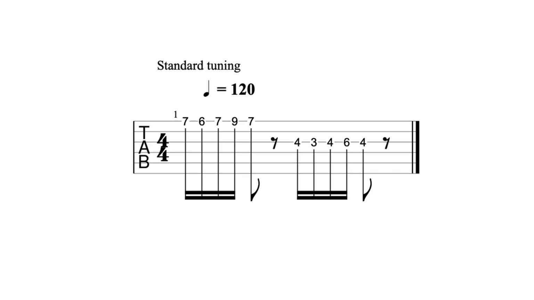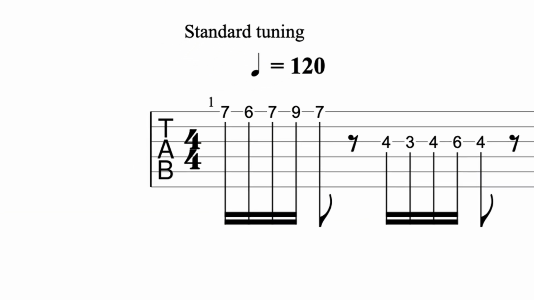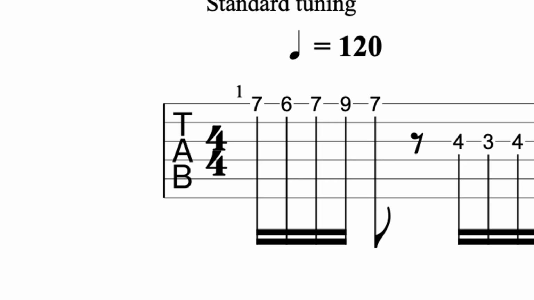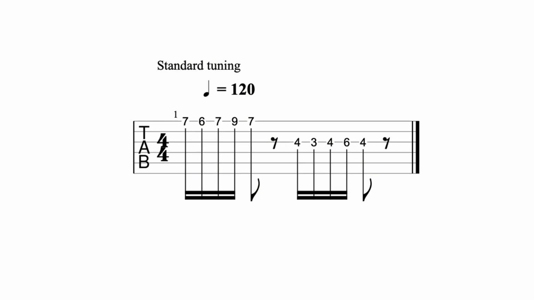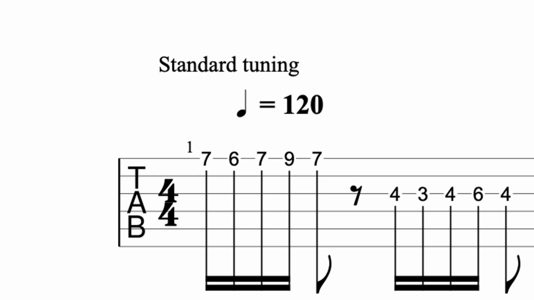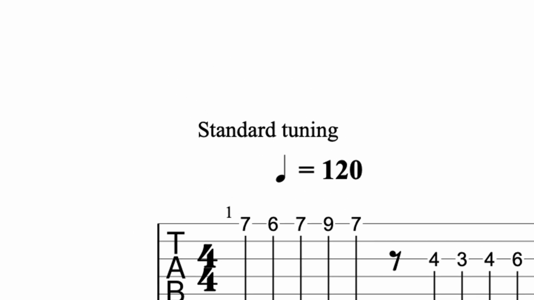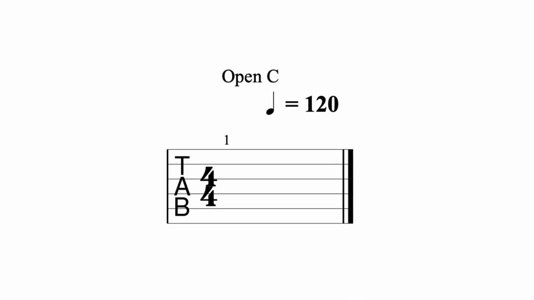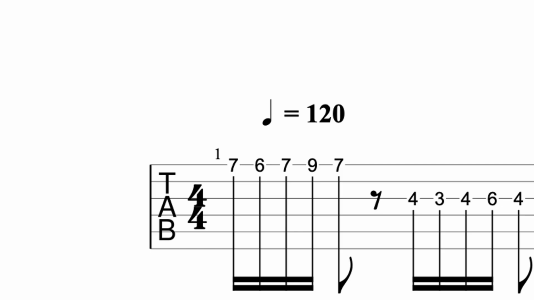Let's look at the information at the beginning of the tab. The letters TAB are simply short for tablature. They tell you that this is a guitar tab. The note symbol in the top left corner shows the tempo. Equals 120 means there are 120 beats per minute. In other words, one beat lasts half a second. Sometimes you'll also see tuning information here. This tab uses open C tuning. If there is no tuning information shown, it usually means standard tuning.